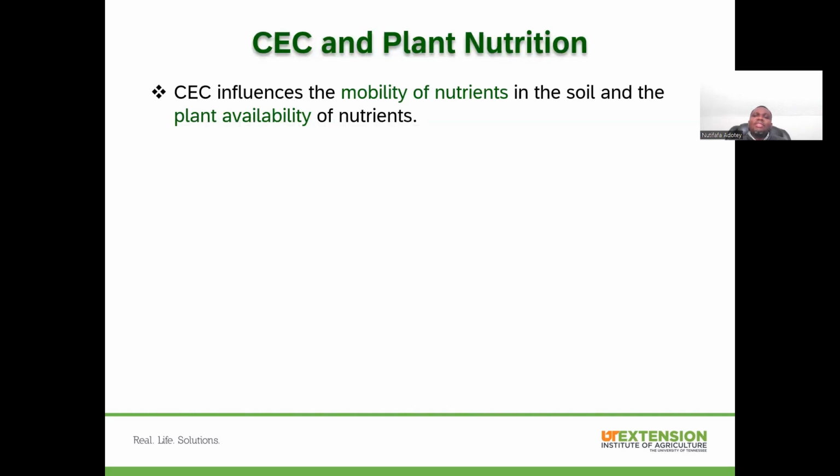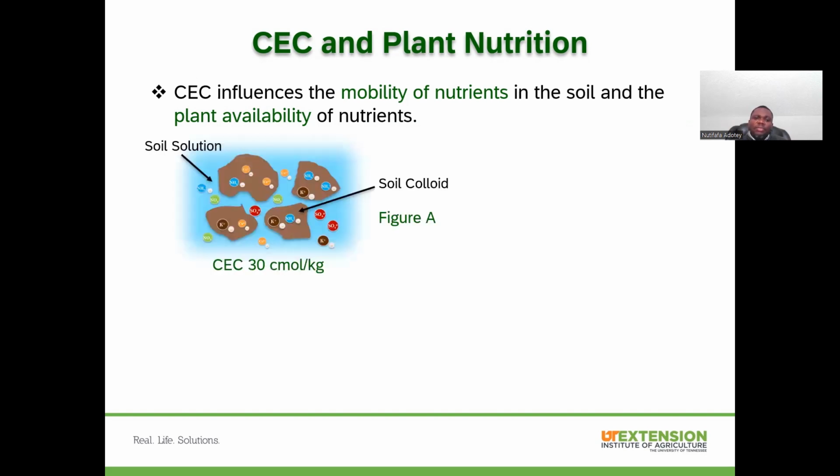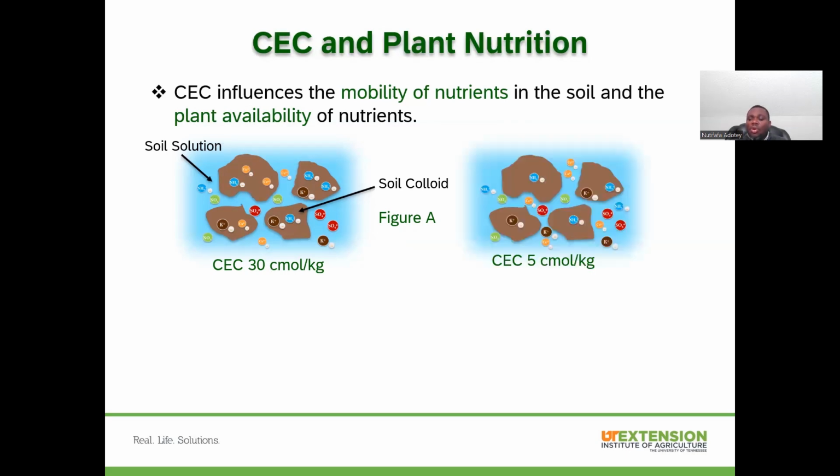How does CEC affect plant nutrition? Two ways. It affects how mobile the nutrients are in the soil, and it also affects the plant availability of nutrients. In this diagram, which is a soil with a high CEC, you realize that there are a lot of negative charges, so cations are held onto the soil surface. There are fewer cations in soil solution compared to a soil that has a very low CEC. Because it has fewer negative charges on the colloids, most of the cations will be in solution and can easily be lost.